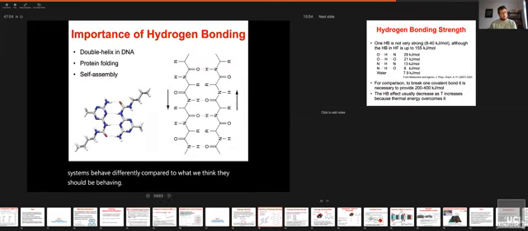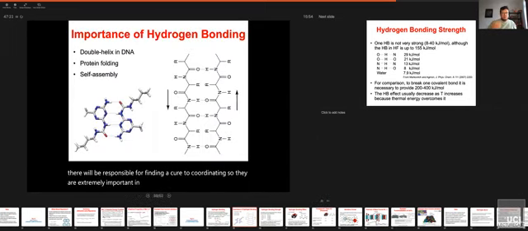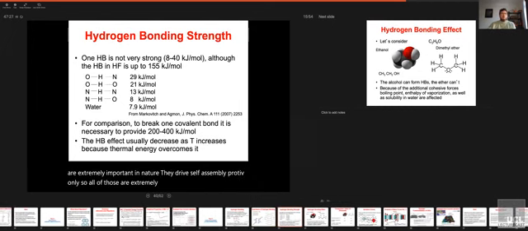They are very important in nature. They are responsible for how DNA folds. They are responsible for the protein's behavior. They're probably responsible for how effective COVID-19 is. And hopefully they will be responsible for finding a cure to COVID-19. So they're extremely important in nature. They drive self-assembly, protein folding. So all of those are extremely important phenomena.